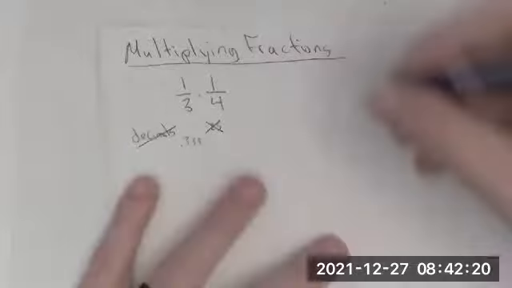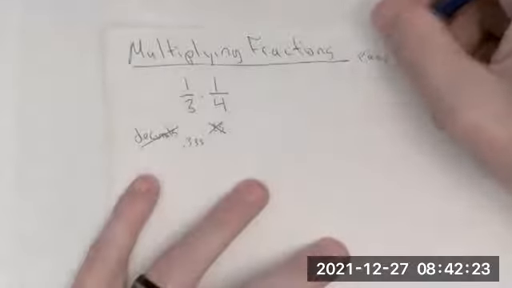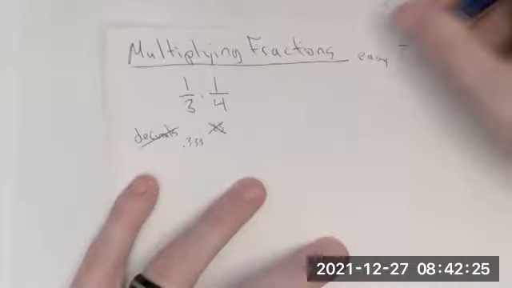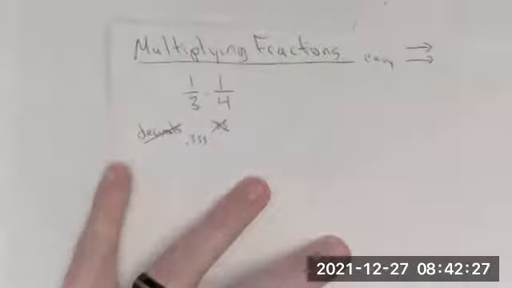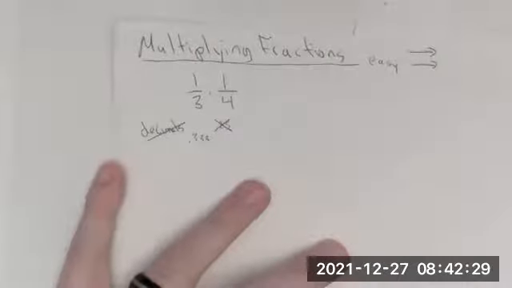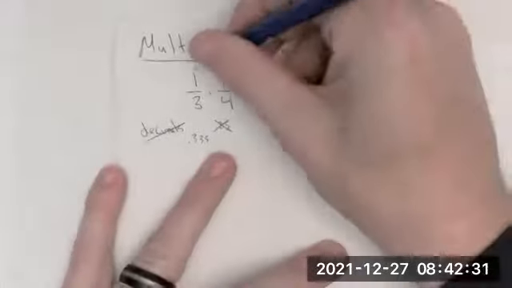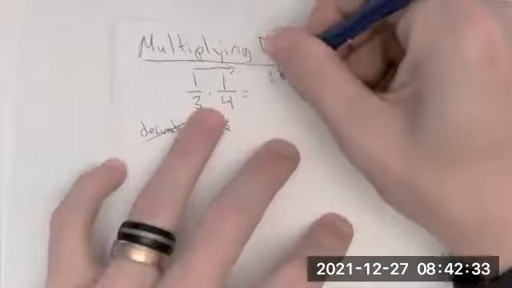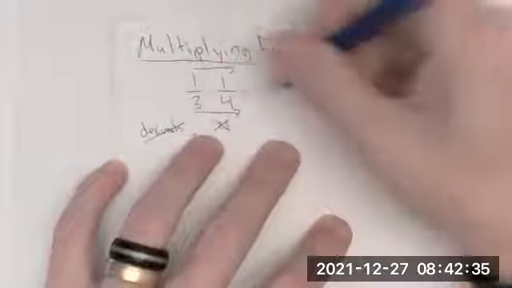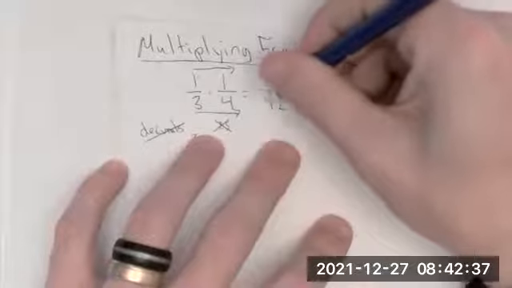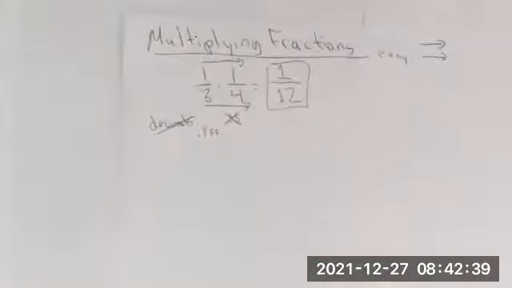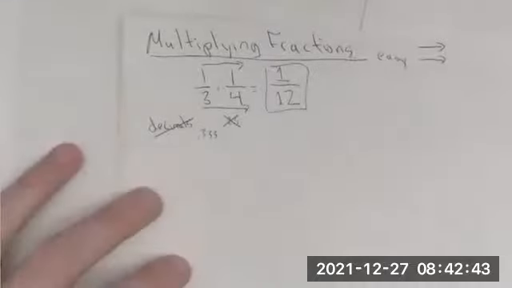Multiplying fractions, think of this as the easy one. This is straight across, top times top, bottom times bottom. And then you reduce. In this case, it is as easy as multiply. 1 times 1 is 1, 3 times 4 is 12. 1/12 would be those two fractions multiplied. Multiplying is the easy one, and again, avoiding decimals altogether.